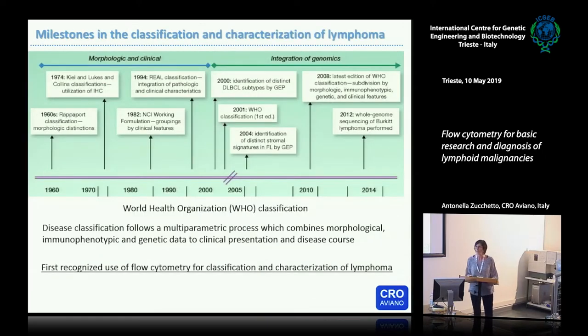So historically, the classification and characterization of lymphoma relied on morphological and clinical evaluation. But with the improvement of genomic and genetic techniques, and also of flow cytometry, in 2001 and later in 2008, there was the World Health Organization classification that took into consideration also flow cytometry for the classification and characterization of lymphoma. So it was the first recognized use of flow cytometry for the handling of lymphoid malignancies.